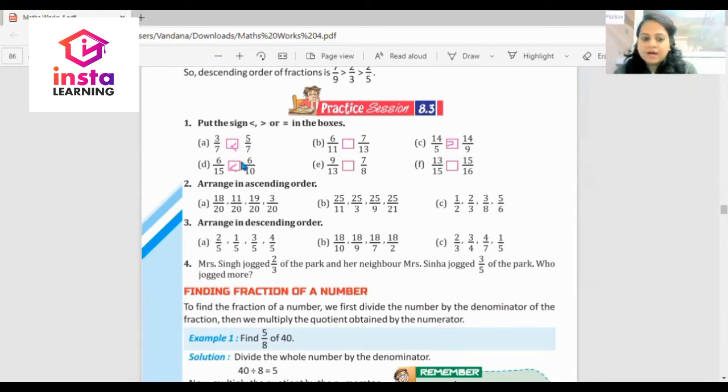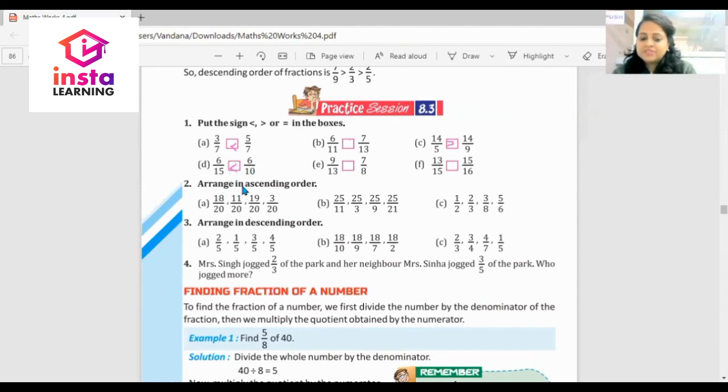Okay. And now in this one, denominators are different, but the numerators are same. So you have to take the one with the smaller denominator. That is your greater number. Okay. So you have to take this.